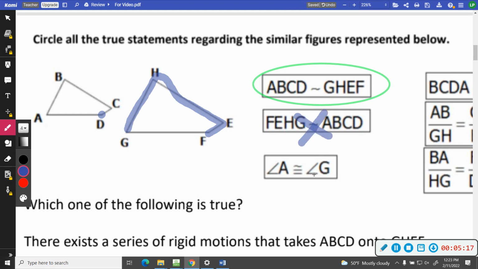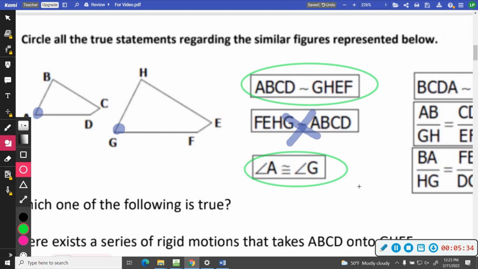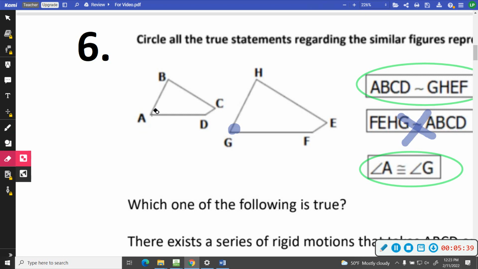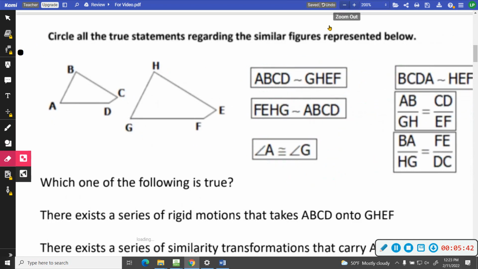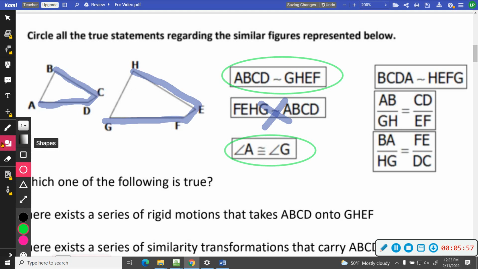Angle A is congruent to angle G. Are those in the same place? So is A in the same place as G? Yes. So that one's true. Let's see, BCDA. So this time they go BCDA. They start with this one. If I'm going to do similarity, it should be HEFG. And it is. That is a true statement.